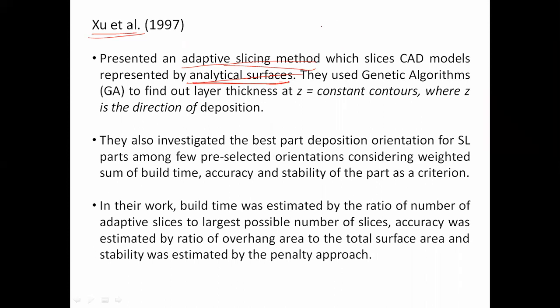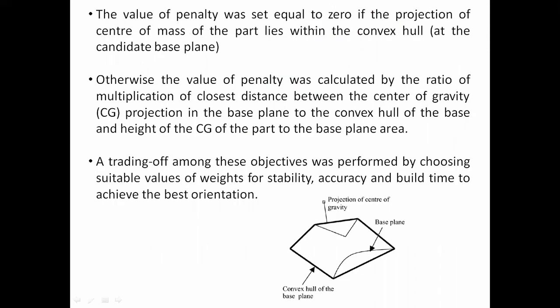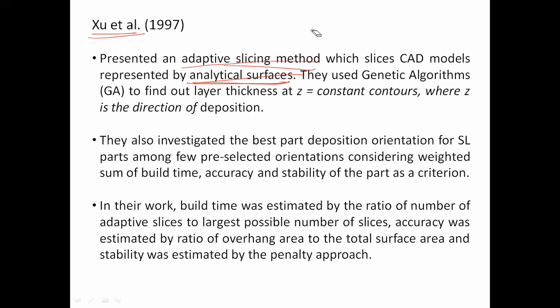Now, if you define x square plus 2y square plus 3xy equal to 0, and if you try to create a surface out of this, it becomes an analytical surface. So something like this was basically defined, and he used a genetic algorithm. He developed a methodology using a genetic algorithm in order to determine the layer thickness at z equal to constant contours, where z is the direction of deposition. So the z axis is the direction of deposition.